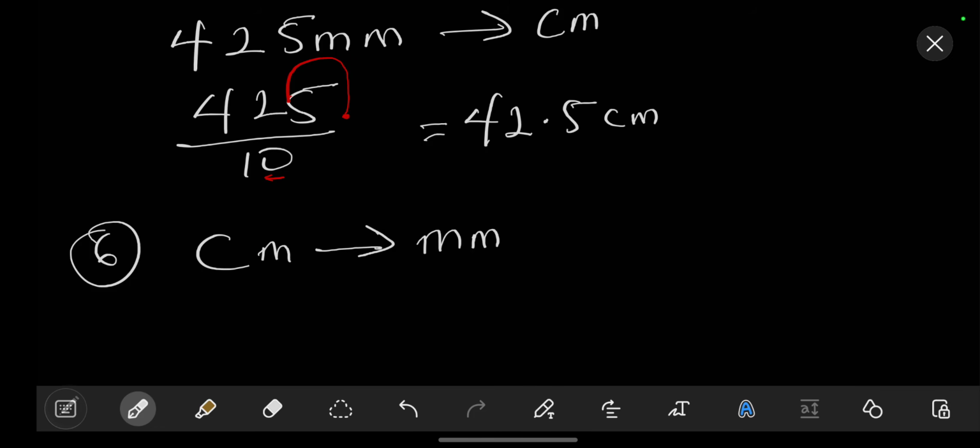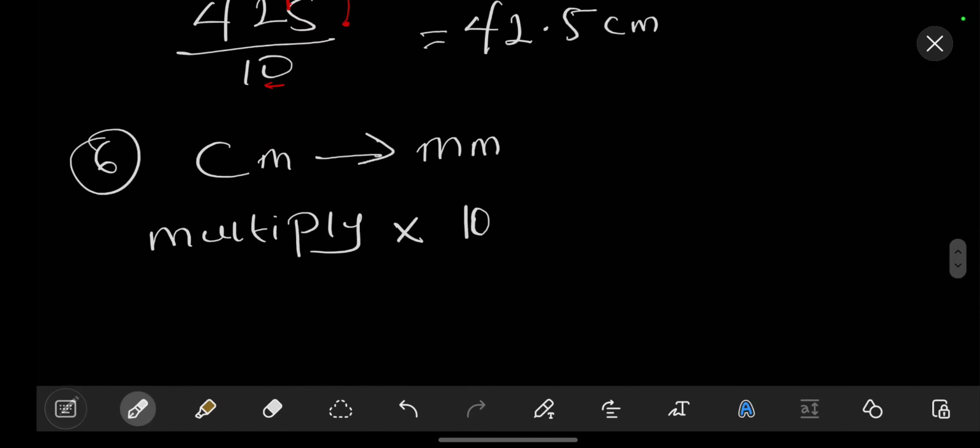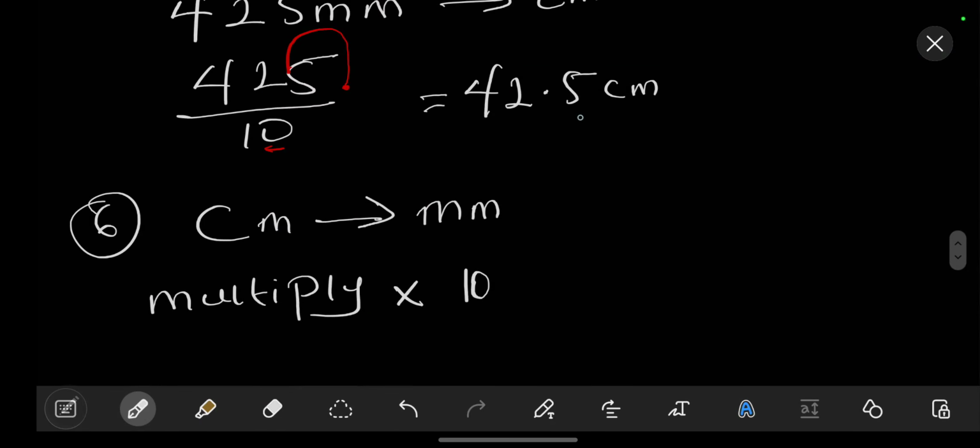As always, we're doing the exact opposite. So in this case, we have to multiply the value in centimeter by 10. Sorry, I don't know why I always say 1000. By 10. In this case, let's convert this value, this 42.5, back to millimeter.